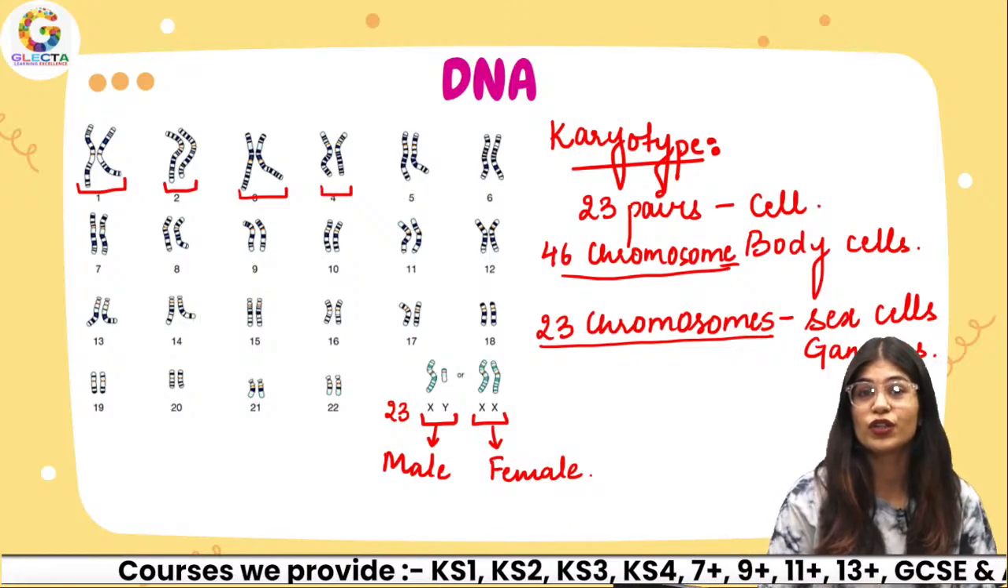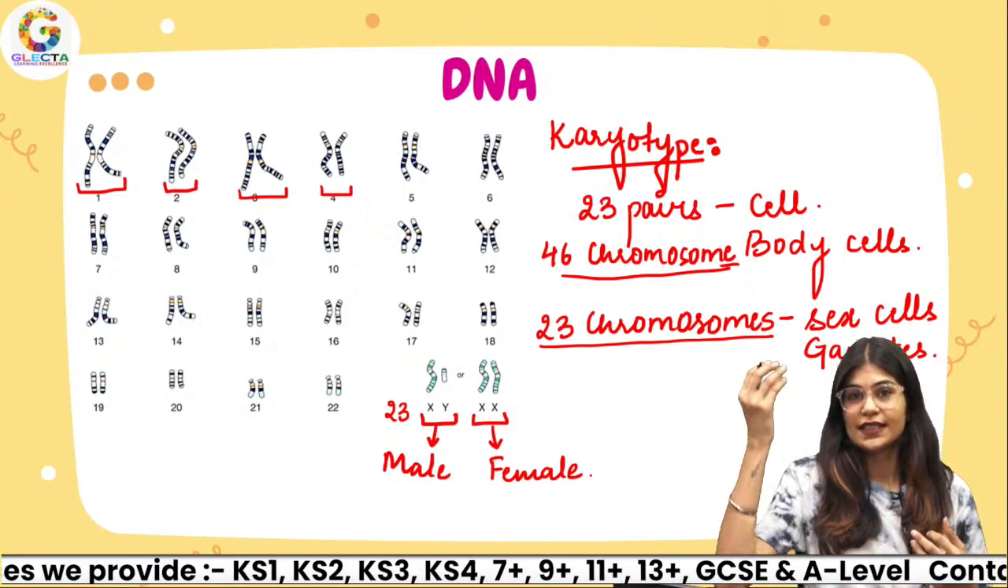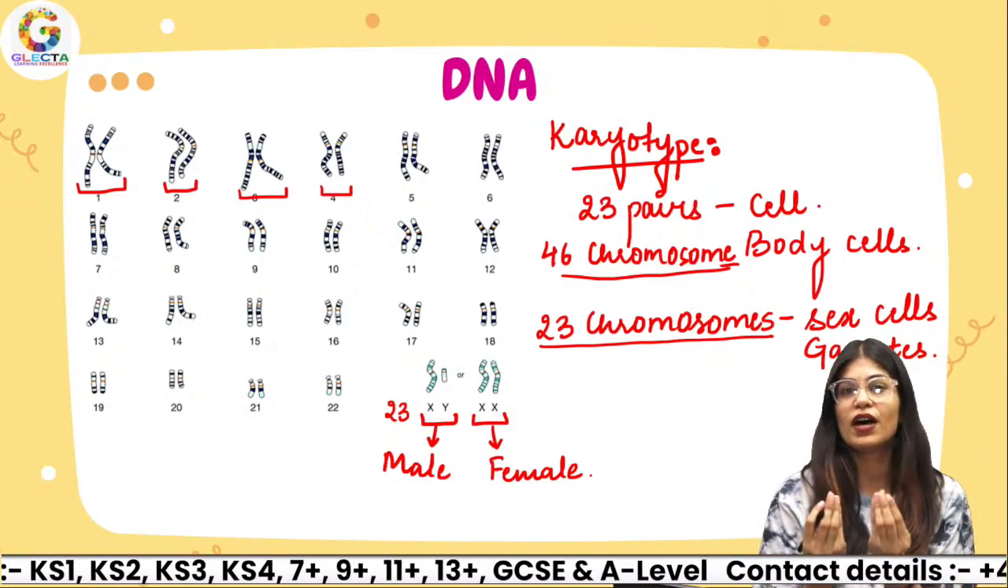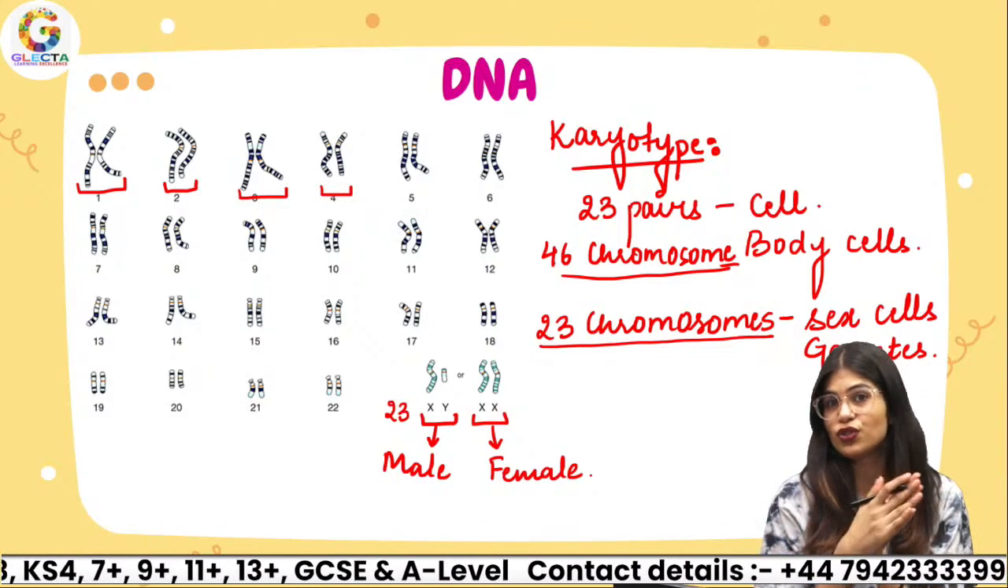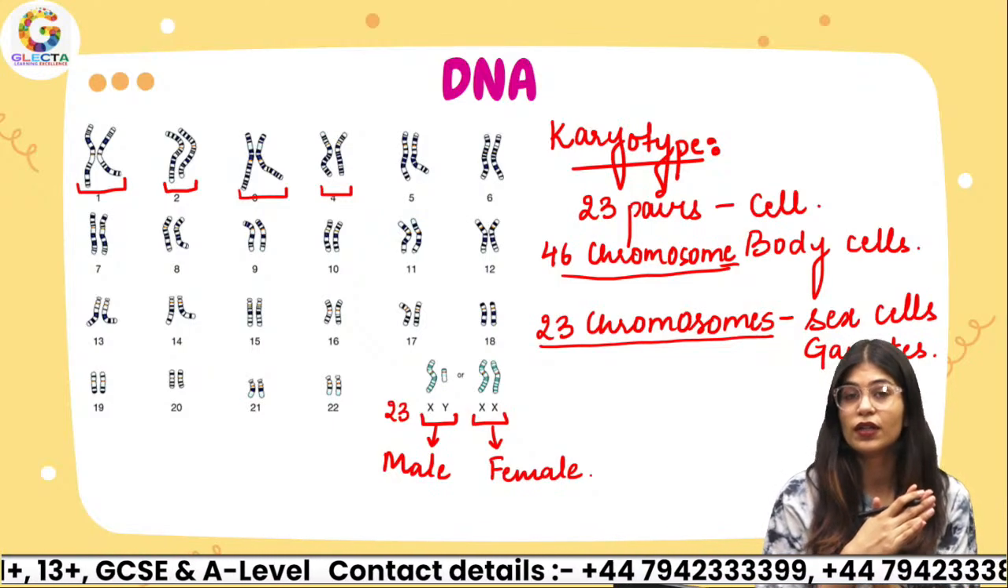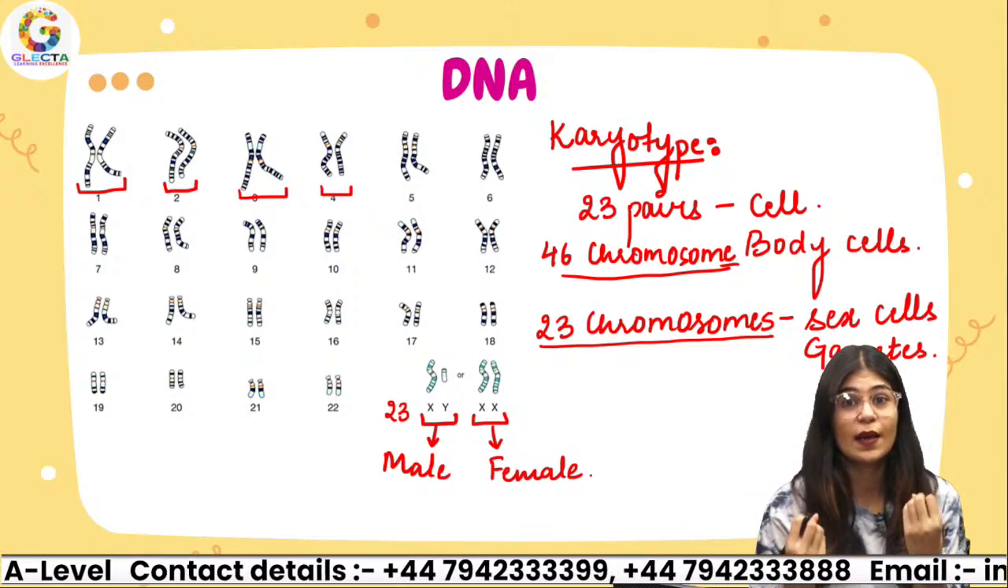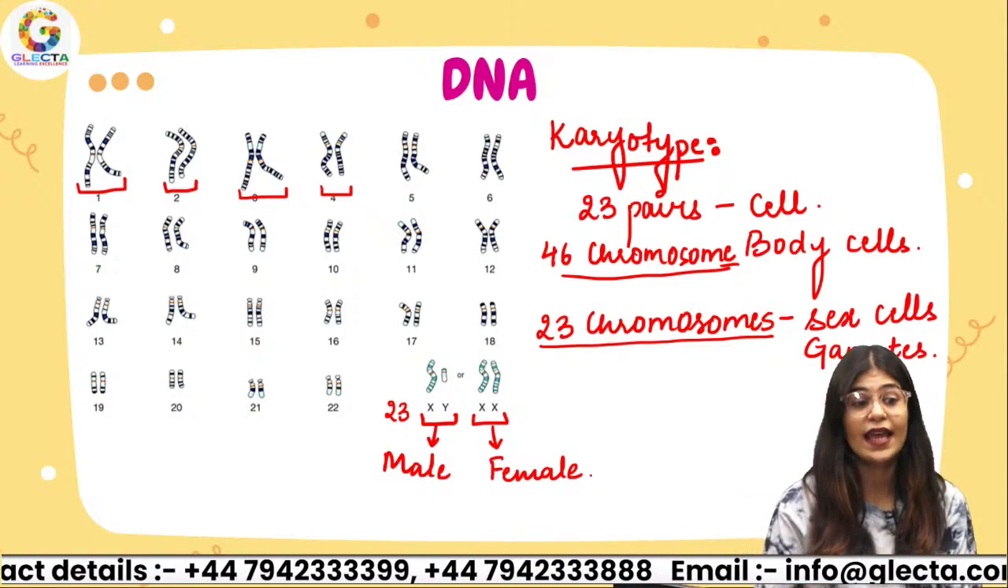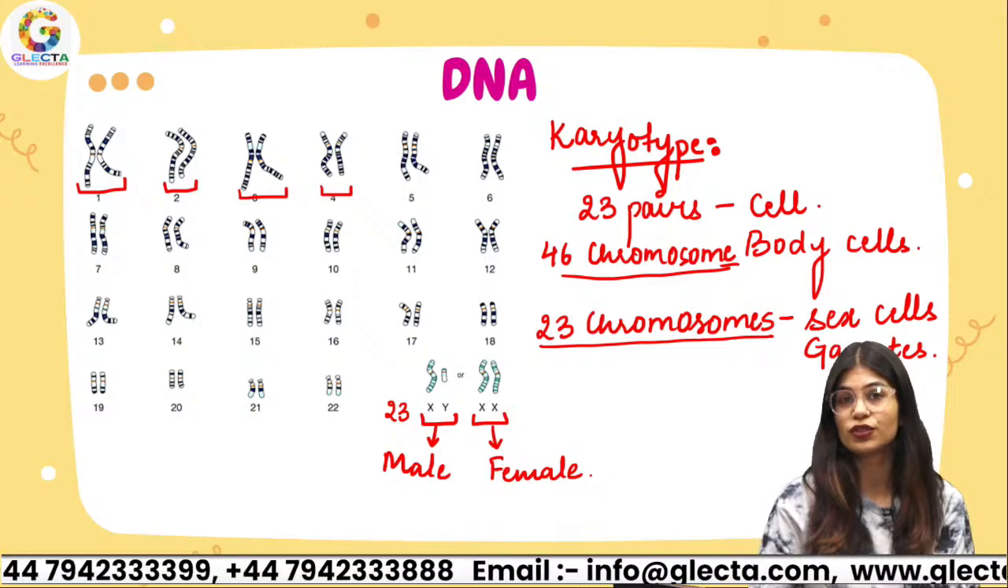Gametes are what we are made up of. So a cell from the mother and a cell from the father come, and then they fuse together to make a zygote. In those cells, the gametes, the sex cells, they have 23 chromosomes.